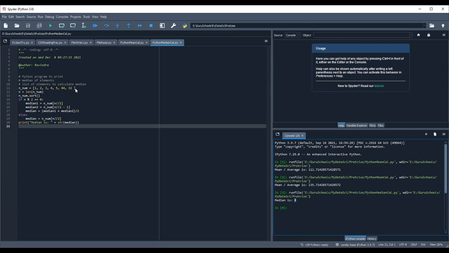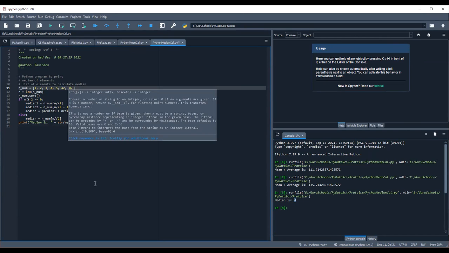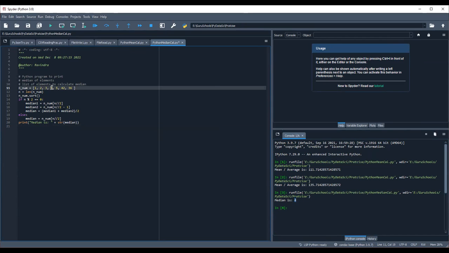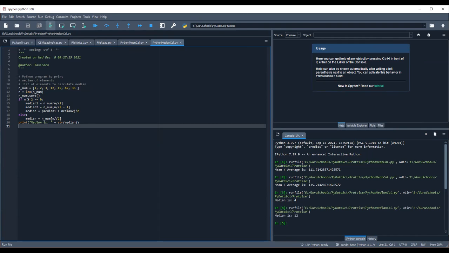If you see, if I change it, let's do some changes. Let's make it 42. Let's make it 36. And instead of 4, I'll have how much? Let's say 12. Oh, sorry, comma. Instead of 5, I have 50. I've just changed the numbers and I'm running it again. So the median is 12 now. I have increased the latter part of it, and that's how the median changed from 4 to 12.